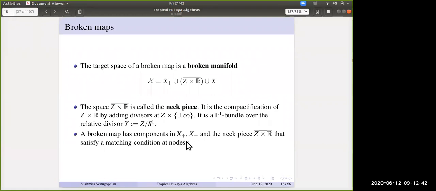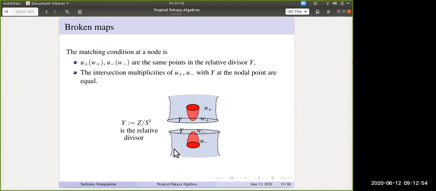So a broken map has components in x plus, x minus, and the neck piece that satisfy a matching condition at nodes. And what's this matching condition? So the matching condition says that if you have two components which share a node, then the lift of the node maps to the same point on the relative divisor. So this point and this point are the same points on the relative divisor Y. And secondly, remember that Y is a divisor, so there are isolated intersections with holomorphic curves, and the intersection multiplicity is equal on both sides.